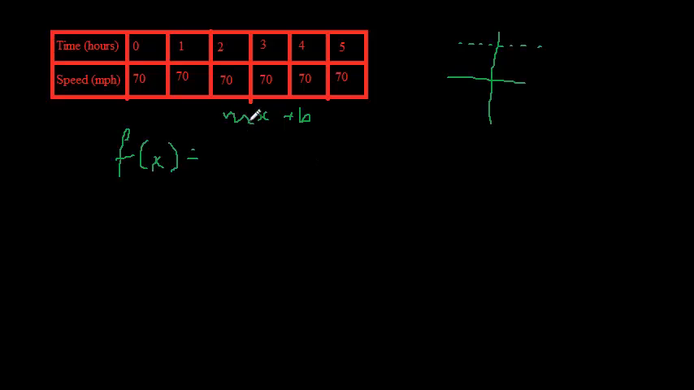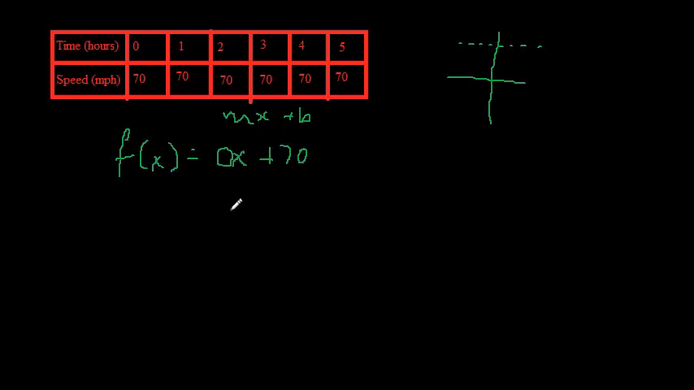Well, what is our change in this case? I don't go up from left to right. I don't go down from left to right. My speed is not changing. So there is no change. We have 0 change times our x value plus b, our y value of 70.